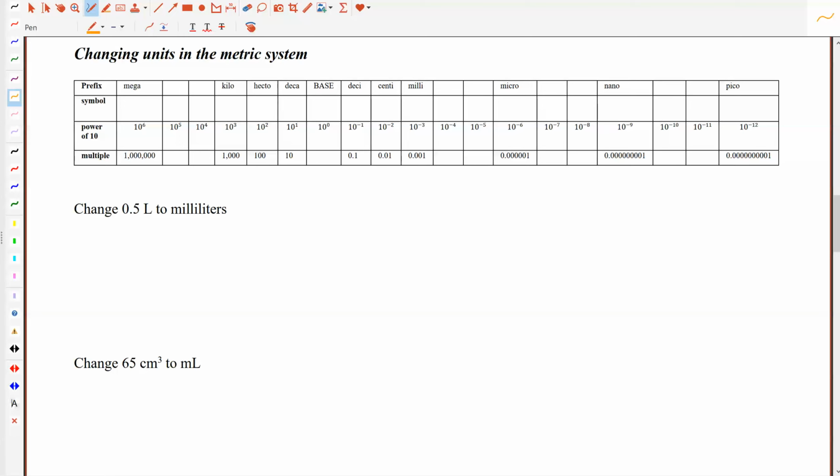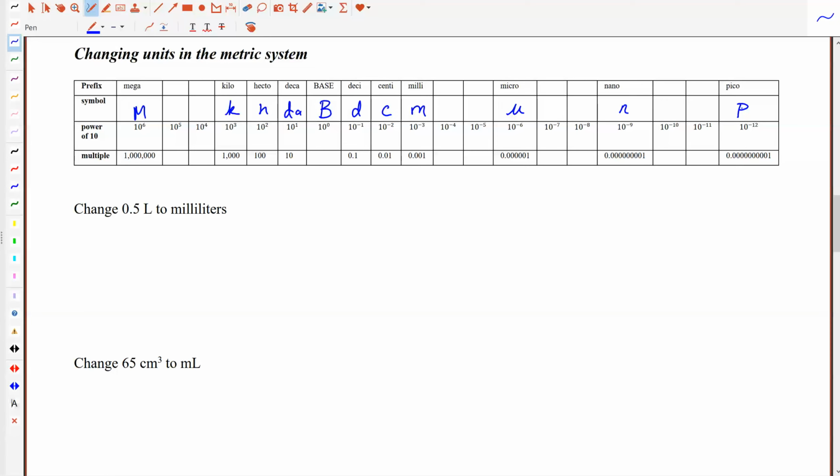Let's change some volume units in the metric system. Right, so again, you're in the metric system, your prefixes, you'll have mega, and then kilo, hecto, deca, and then you go to your base, and then deci, centi, milli, micro, nano, and pico. So we have to know what those prefixes are, the order in which they are, and also how they connect to the base in terms of powers of 10 in order to be able to do conversions.